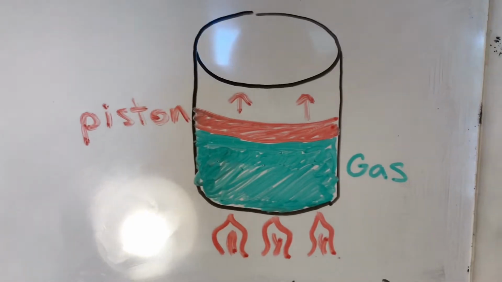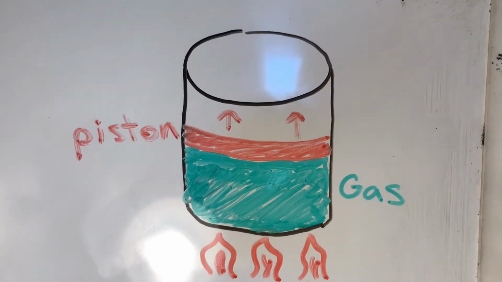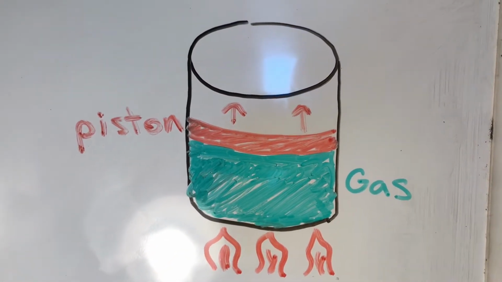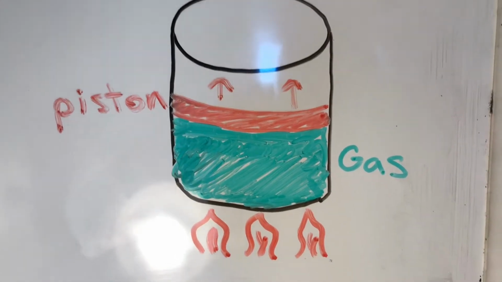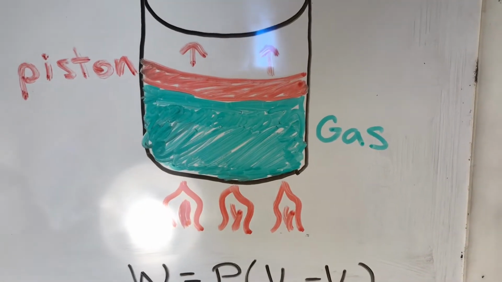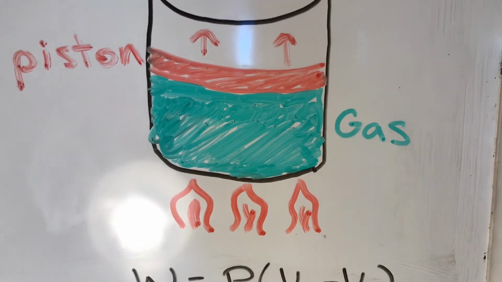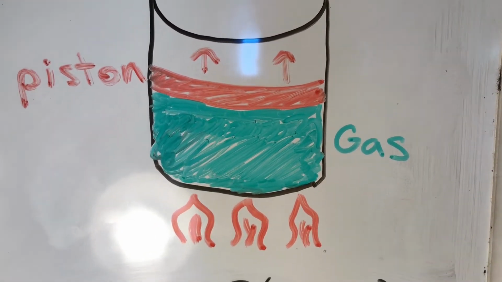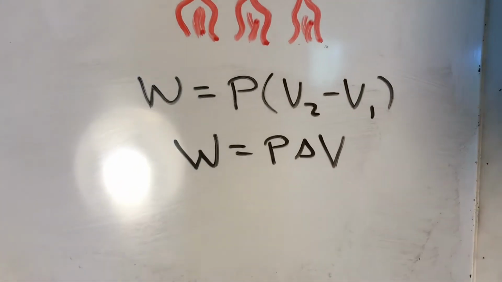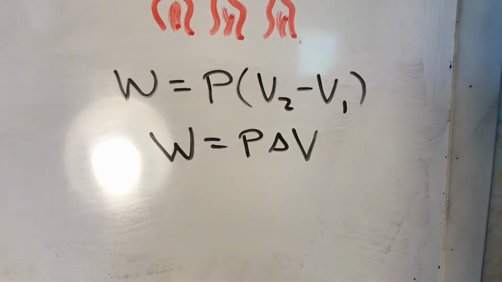An example of this process is if you have a movable piston in which no matter how much the piston moves, it's still at atmospheric pressure. You have some sort of gas in this piston in which when heat is added, the piston will move, leaving it at constant pressure. And this equation can be left with work equals pressure times change in volume.